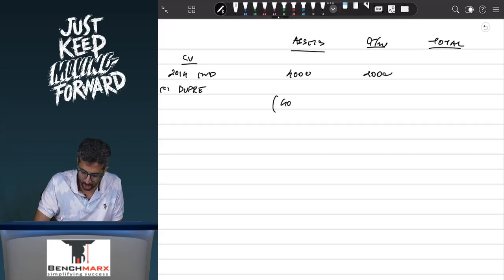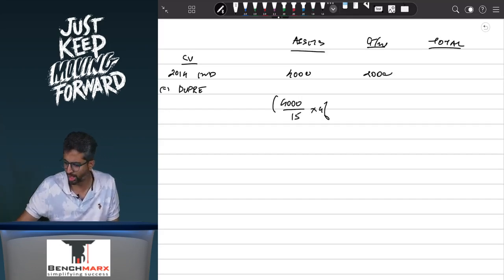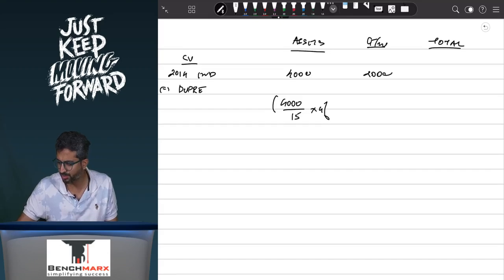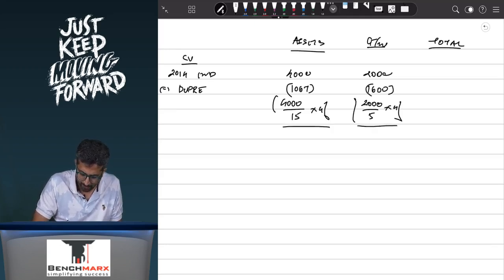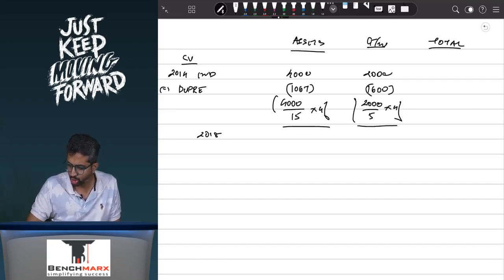So over here, this will be 4,000 divided by 15 into 4 years have gone by. So 4000 divided by 15 into 4 comes to around 1067. And goodwill 2000 divided by 5 again into 4 years have gone by. So this must be 1600. So basically the carrying value at 2018 end would be around 2933 and 400. So total would be 3333.